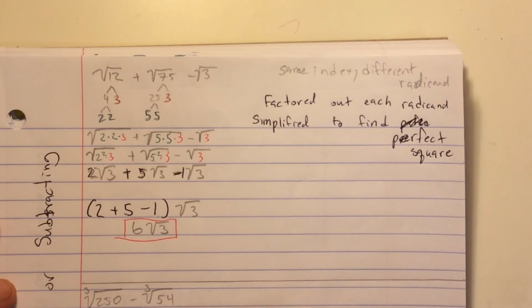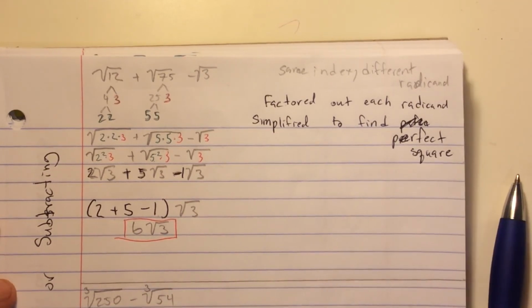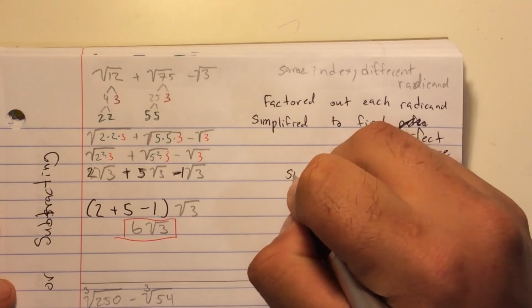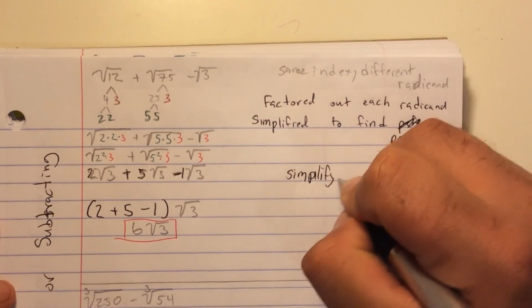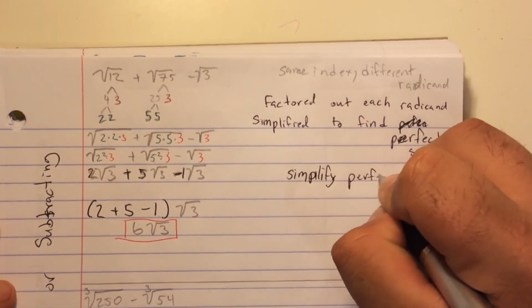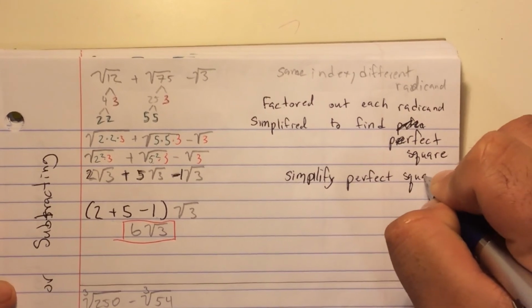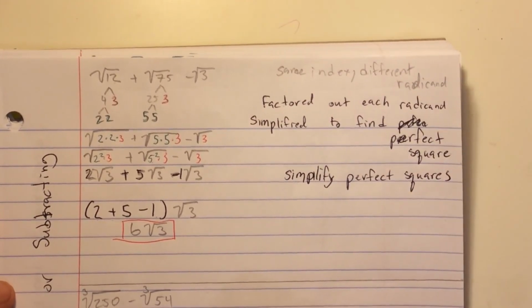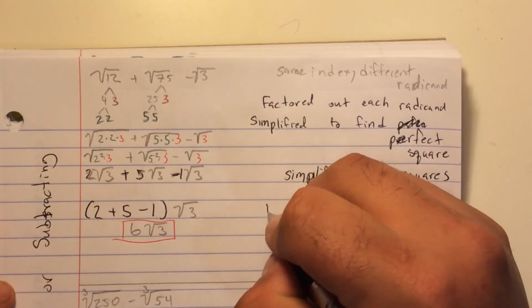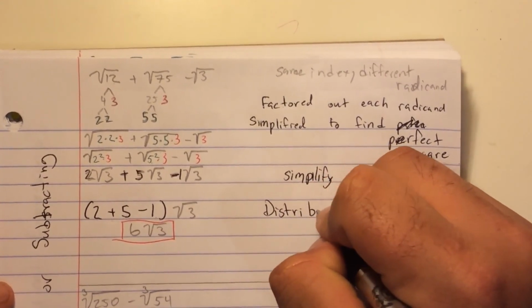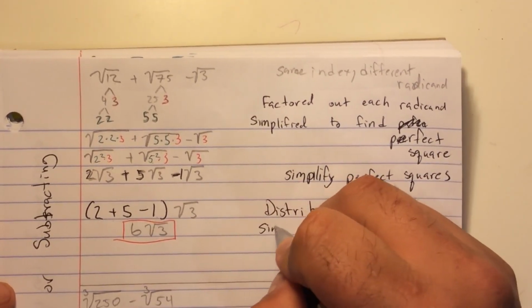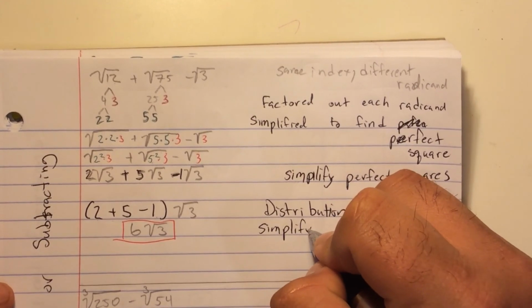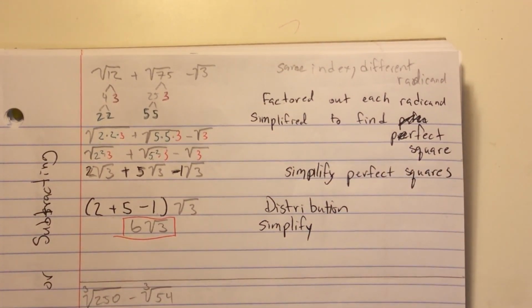Once we did that, we go ahead and pull out. So we simplify our perfect squares. Then here we did distribution. And then we simplify it again to get our 6 radical 3, or 6 square root 3.